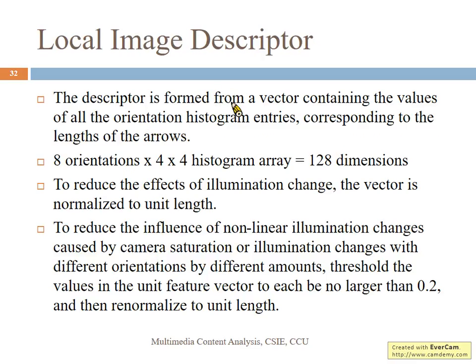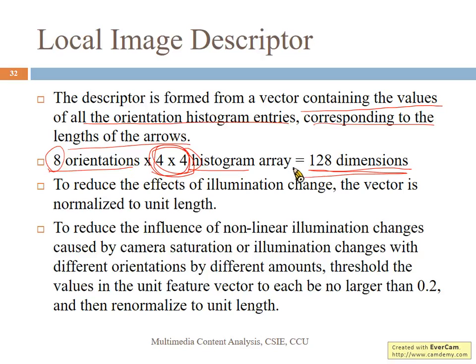So the descriptor is formed from a vector containing the values of all the orientation histogram entries, corresponding to the length of the arrows. So finally, for each small patch, we have 8 orientations. And right now, we have 16 orientation histograms. Therefore, the total dimension of the SIFT descriptor is 128. Okay, and to reduce the effect of illumination change, the vector is normalized to unit length.